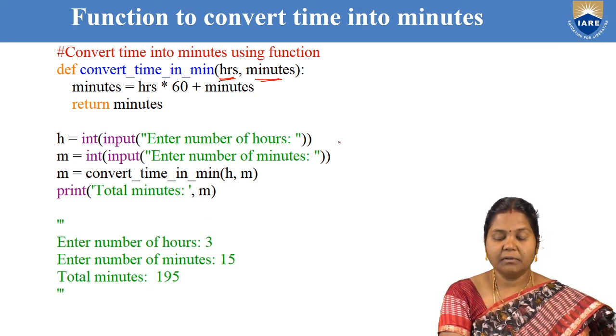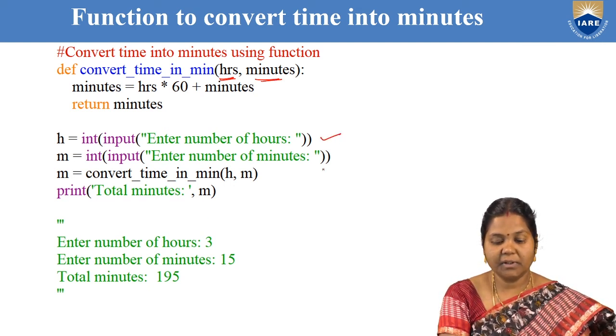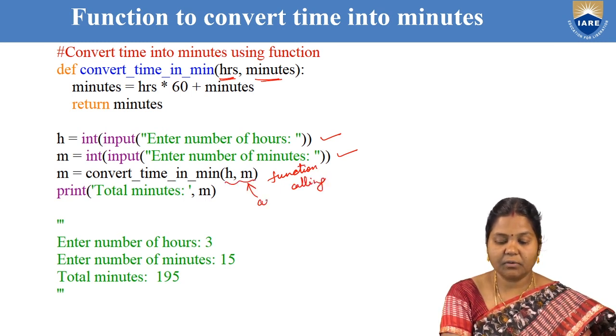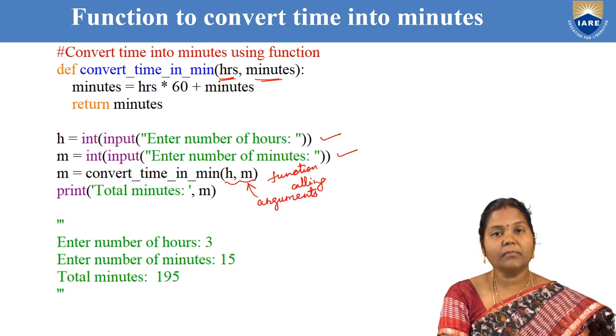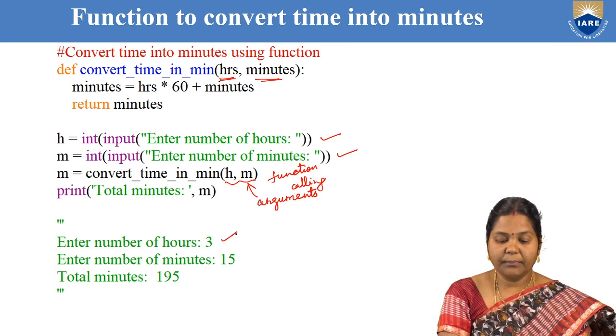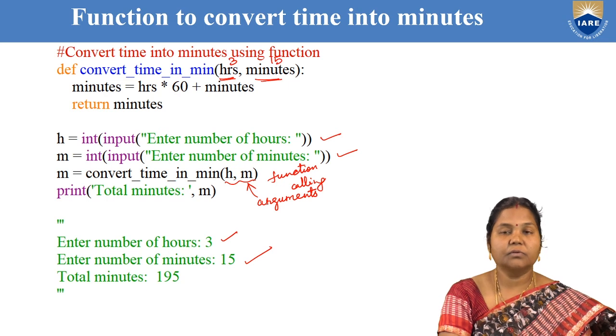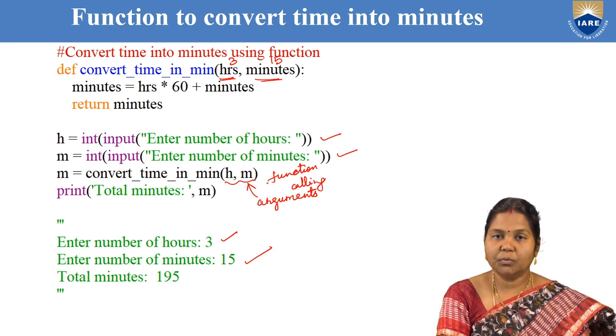So first of all, you see the driver code where we are reading the h value, that is the number of hours, and m value, that is nothing but the number of minutes over here. And then this is called function calling, we are invoking the function. So in function calling, we are passing the number of hours and minutes. These are called the arguments or parameters to this function. Okay. Now, suppose I am passing 3 and 15, 3 hours and 15 minutes. So I want to know what is the total minutes.